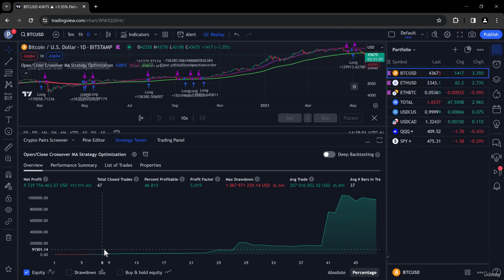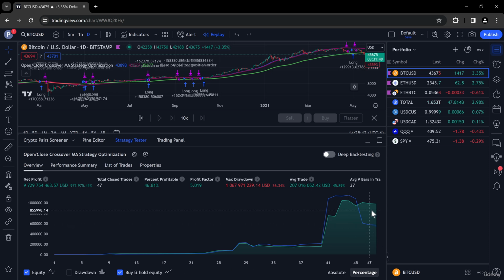Now let's see and compare this performance with the buy and hold equity performance. We can see that the green line is higher than the blue line. It means that with optimized parameters for this strategy, we generated a net profit higher than buy and hold. This makes this strategy attractive to trade.